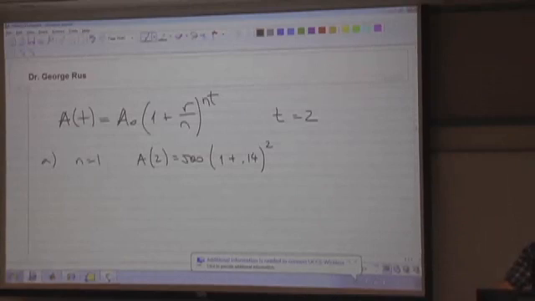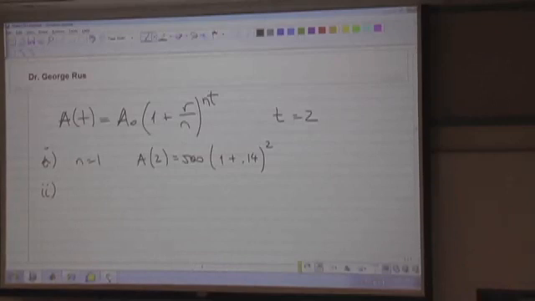Wait, so I can just do that for every single one of them. Okay. And then, well, I guess I should call this part i. For part i, you're looking at quarterly, which means n is equal to 4. So it'll be just 500 times 1 plus 0.14 over 4 to the 8th power, because it's 4 times 2.